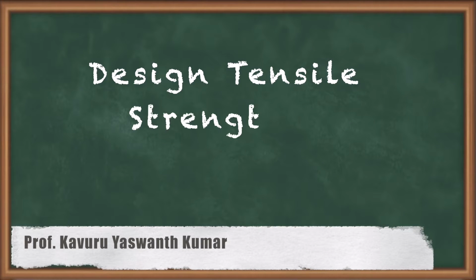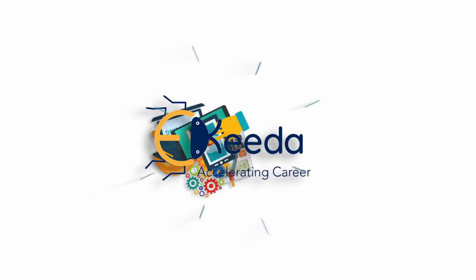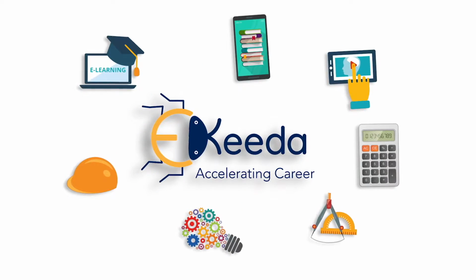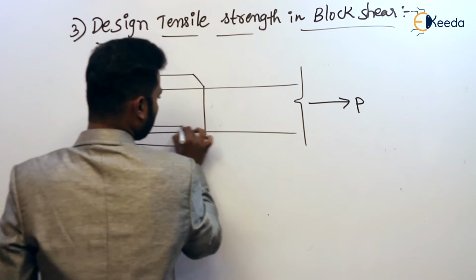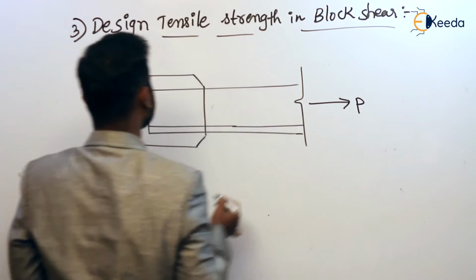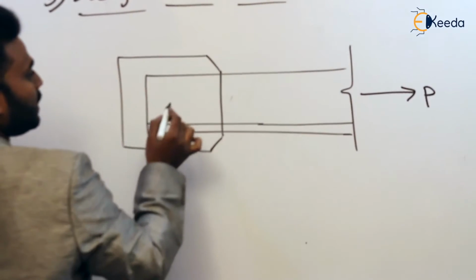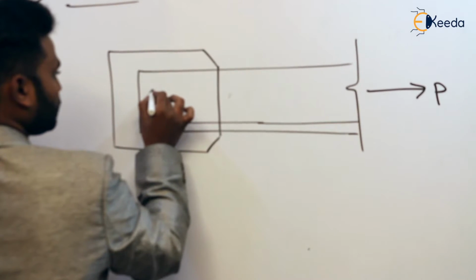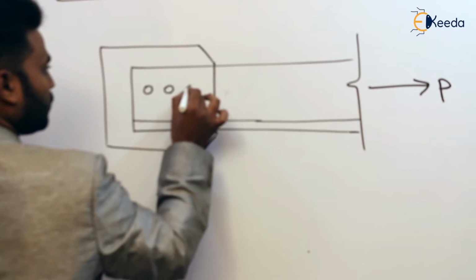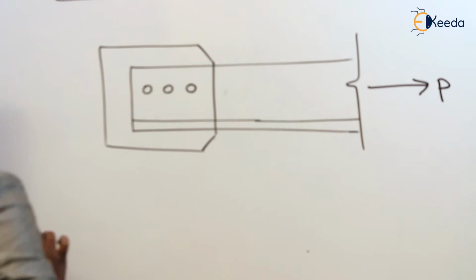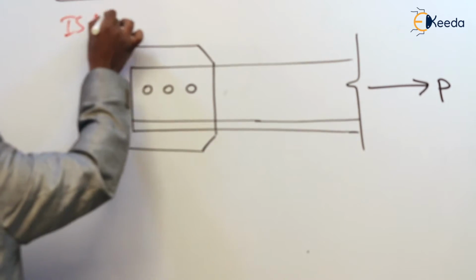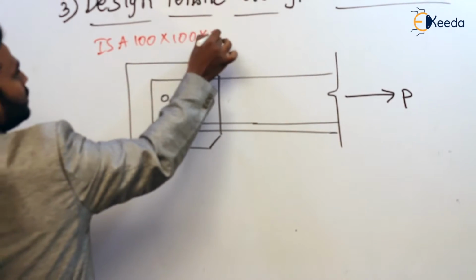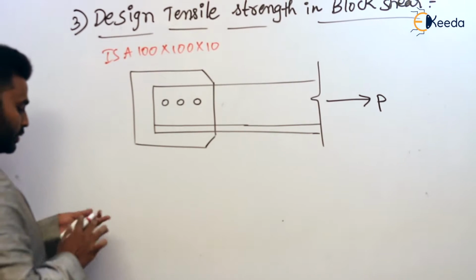Example within a diagram. I'll explain how to calculate AVG, ATN and everything. So this is the tension force, this is the angle. As it is an angle, here we have provided the bolts like this. This is ISA 100 into 100 into 10. This is the angle we have used.